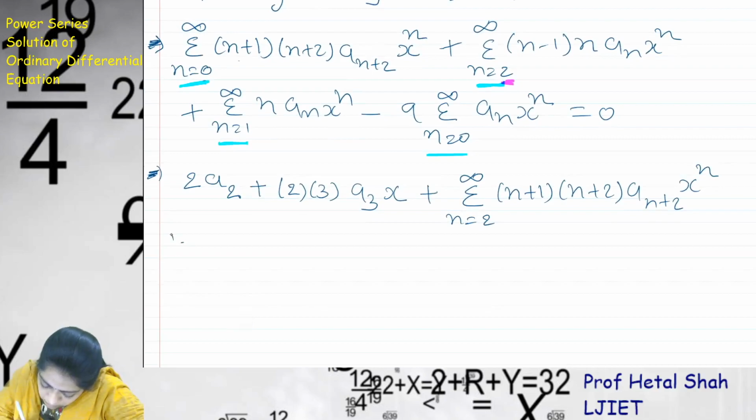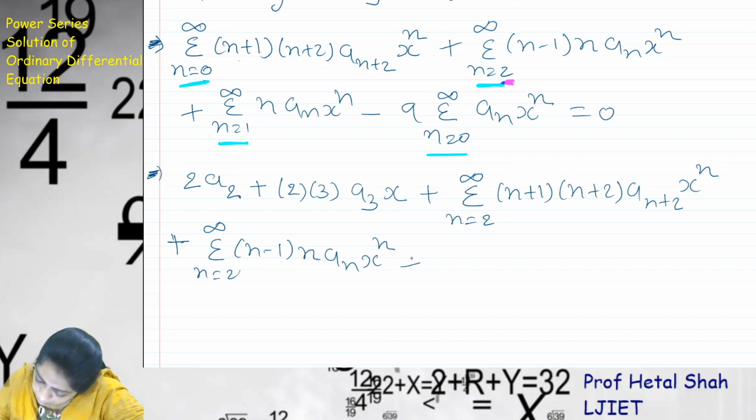In the second term, the initial value is 2, so keep it as it is. There will be no change in the second term. So summation n running from 2 to infinity, (n minus 1) n a_n x to the power n, plus the third term, where you have to put n equal to 1, so you get a1 x. The remaining terms are represented in the form of sigma, that is n from 2 to infinity, n a_n x to the power n.